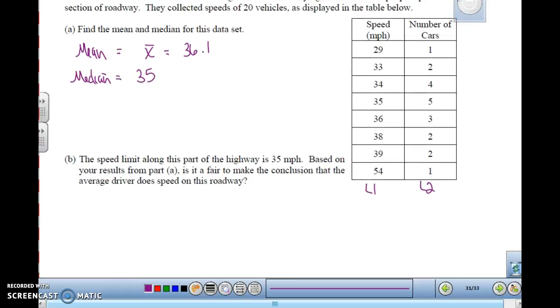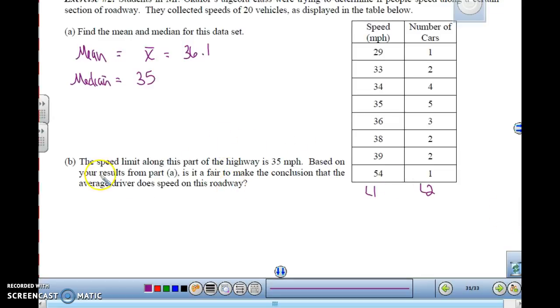Okay, now let's take a look at our numbers here. The speed limit along this part of the highway is 35 miles per hour. Based on your results from Part A, is it fair to make the conclusion that the average driver does speed on this roadway? Okay, the average driver would be the mean. What was our mean? Well, we have approximately 36.1 miles per hour. The mean is at 36.1 and the median is at the speed limit.